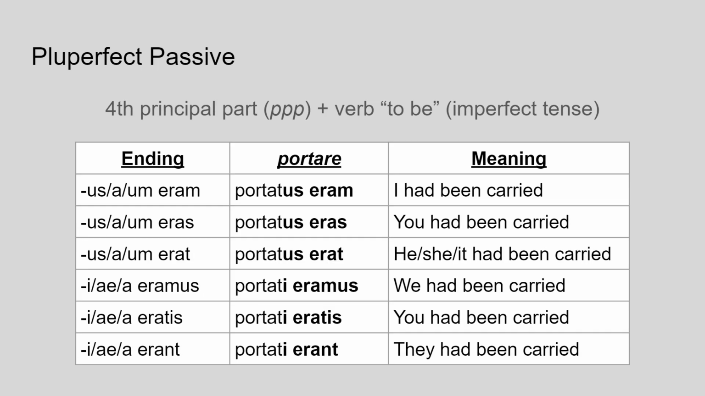Now this is the same for the pluperfect passives. You use the fourth principal part in agreement with the subject and then add the verb to be, this time in the imperfect tense. So if I had been carried, I would use eram, portatus eram. I would use portata eram because I identify as female. But if you wanted to say you plural had been carried, you would use portati eratis, unless it was a group of women, in which case portatae with an ae on the end, eratis.